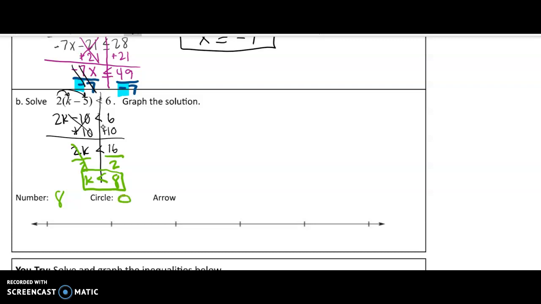My circle is going to be an open circle, and my arrow, it's less than, so I'm going to the left. I'm going to put an open circle at 8, and I am going to the left, so it's every number that's less than 8 that will give me a true statement for k. So if I plug in any number that's less than 8 and not equal to 8, then this side of the equation that's on the left will end up solving out to be less than 6.